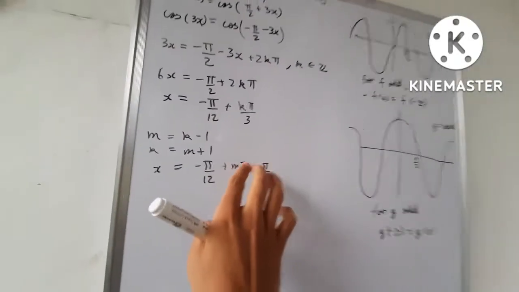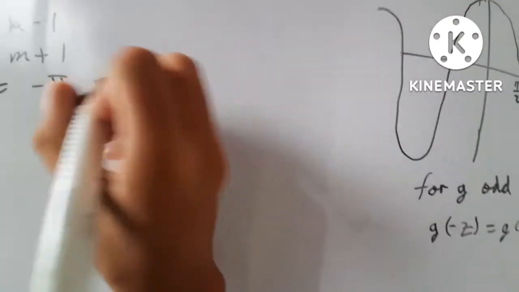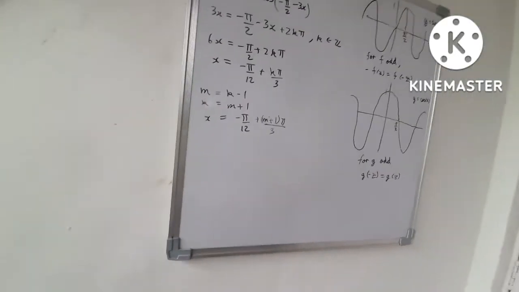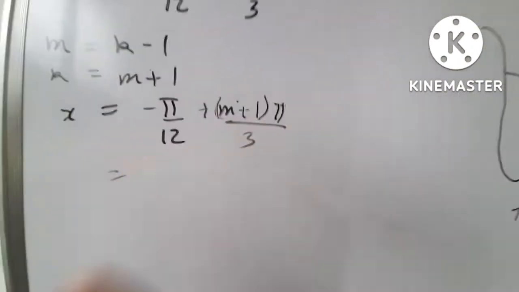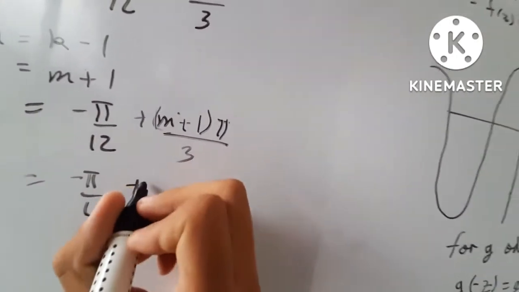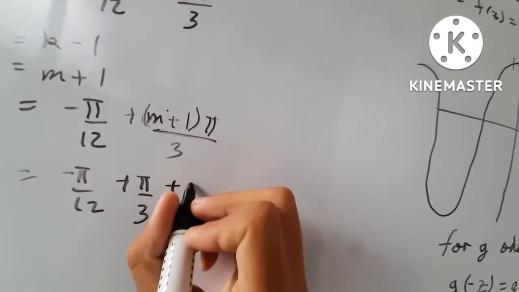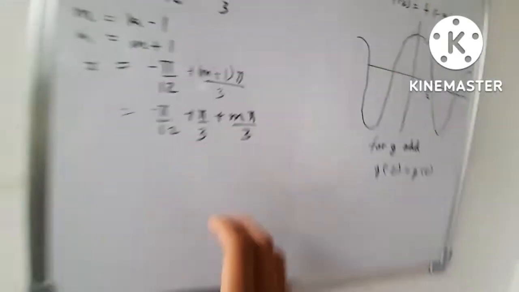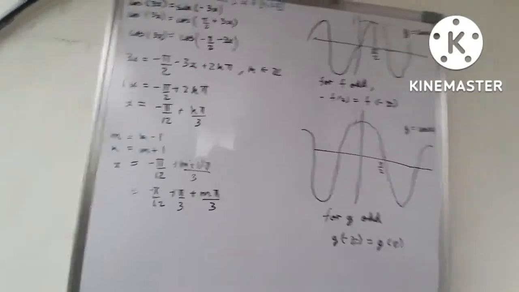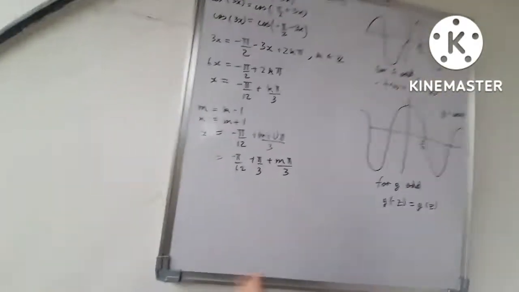Let's just build this from the bottom up. So m plus 1 times pi upon 3, right? This is what we had. And so now we expand this m plus 1. So you open this bracket, right? So minus pi by 12 plus pi by 3 plus m pi by 3. Now just notice that this is still for all integers m, but it doesn't matter because it still holds for all integers, and shifting integers doesn't change what they are.